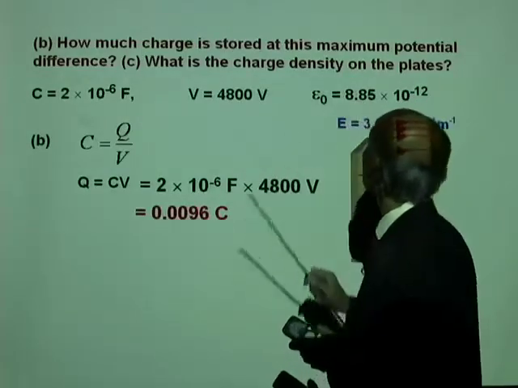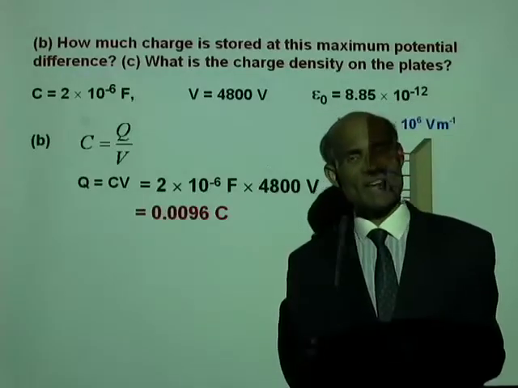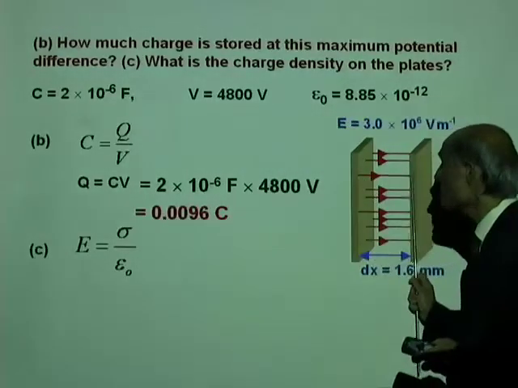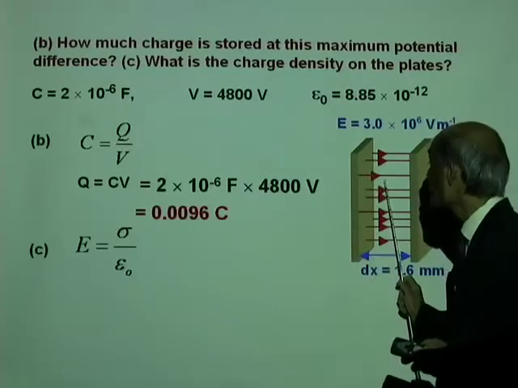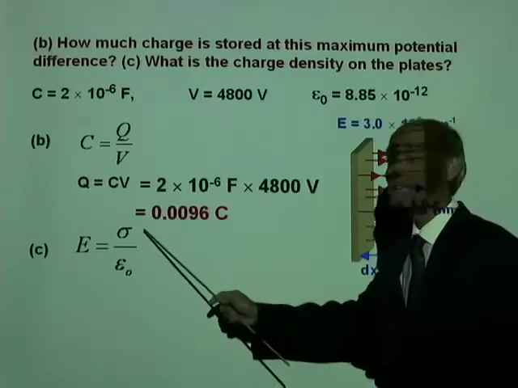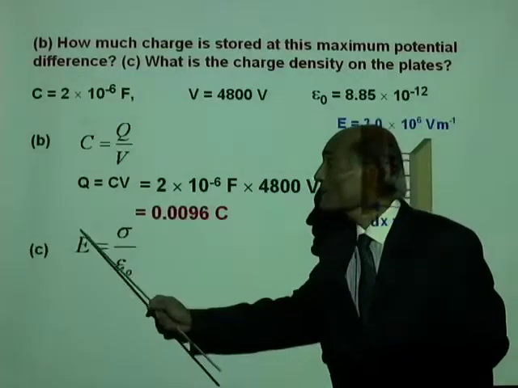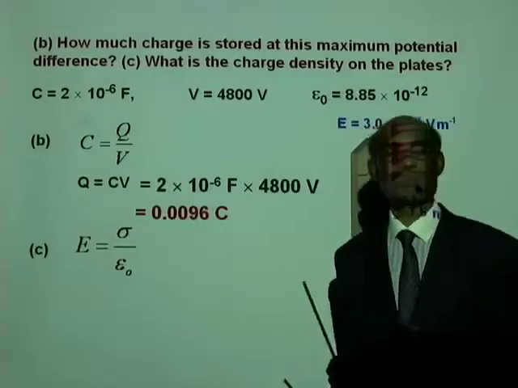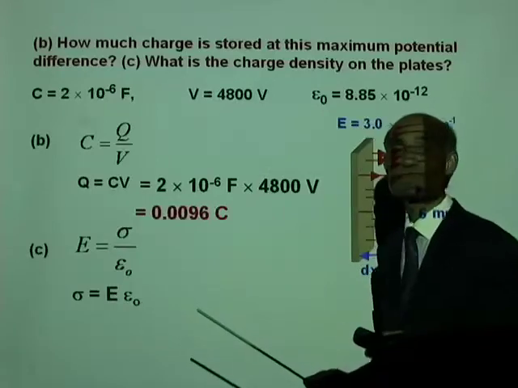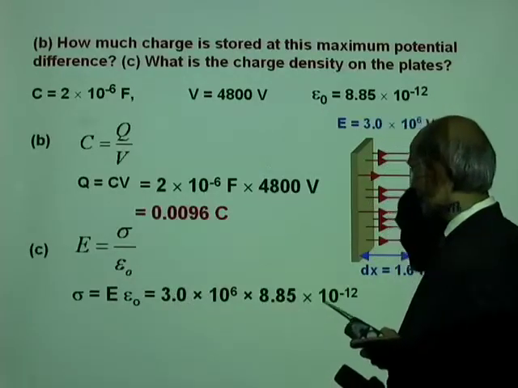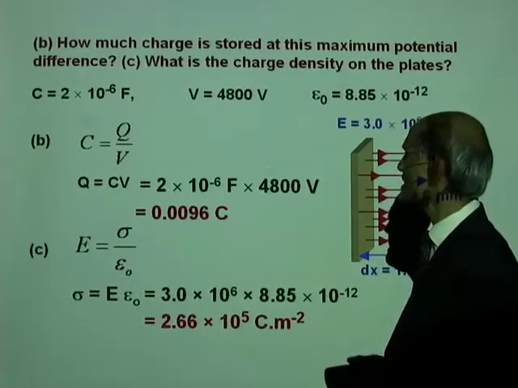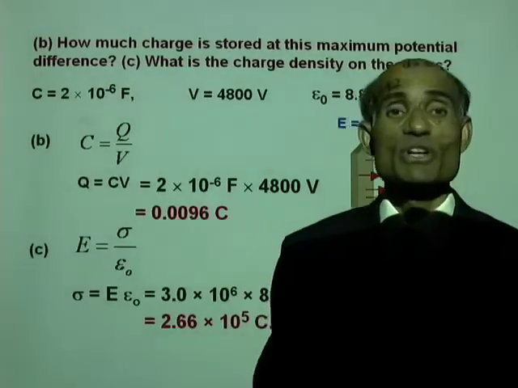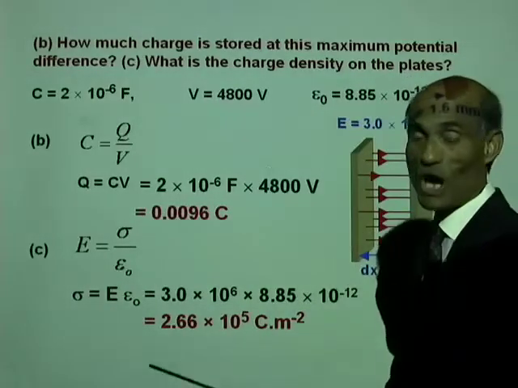What is the charge density on the plate? Now, how do you find that? The charge density. Well, you know that E, the electric field between two parallel plates. Have you forgotten that? The electric field at any point between two parallel plates is sigma over epsilon naught. We know the electric field, 3 times 10 to the power of 6. And of course we know epsilon naught. We know it every time. Therefore, sigma equal to E times epsilon naught. That is 3 times 10 to the 6 times epsilon naught, which gives you 2.66 times 10 to the 5 Newton per meter square. And that is the charge density on the plates.